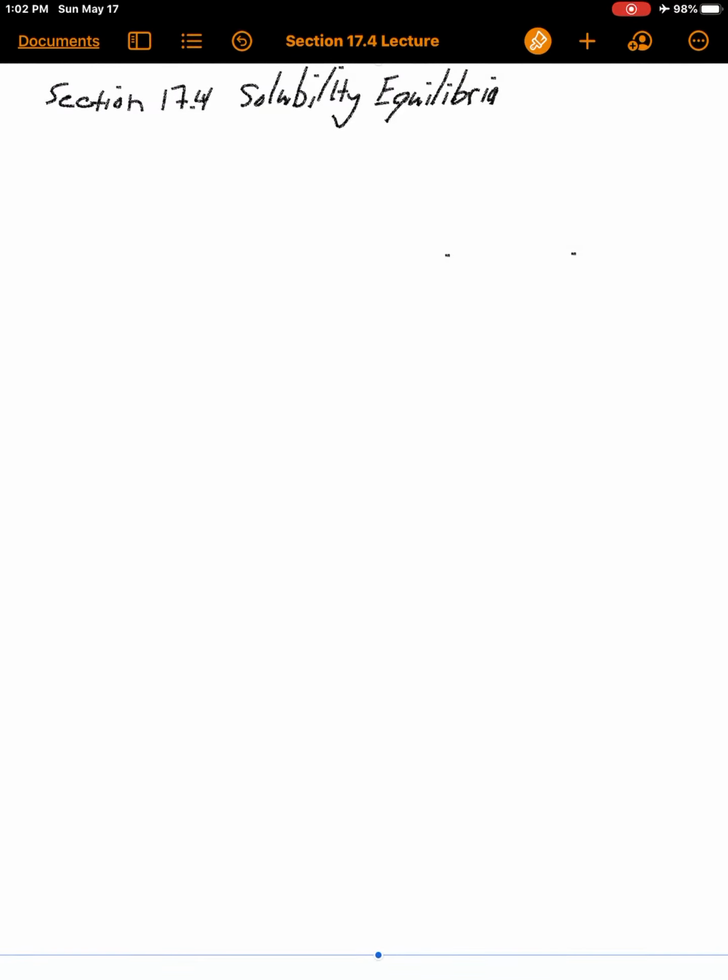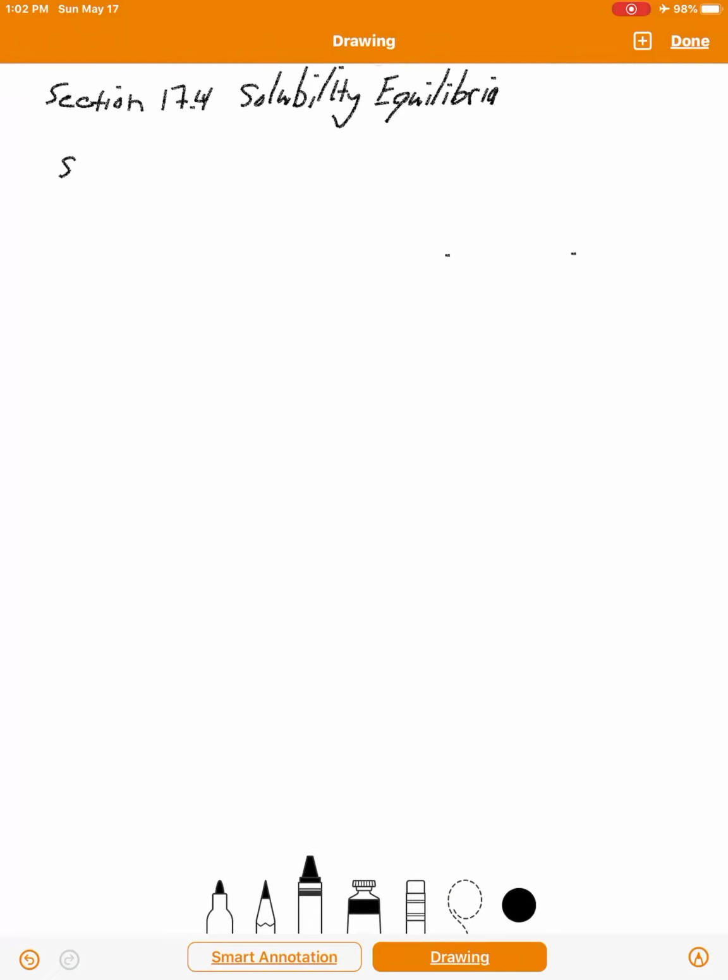Okay, so this is section 17.4, solubility equilibria. So we're going to do an introduction into a particular type of equilibrium constant. If you recall, some ionic compounds are very soluble in water. They dissolve in water very well.